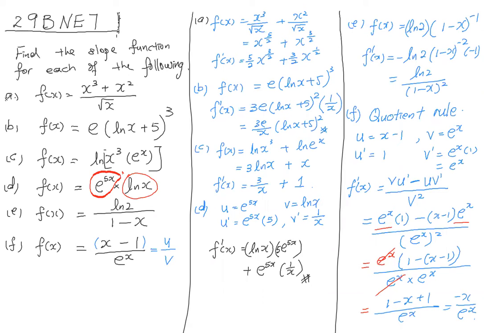So are you clear with quotient rule? Miss, isn't it supposed to be 2 minus x? Oh, okay, 2. So yes, you are right. 1 plus 1 is 2. Okay, 2 minus x. Yes, you are right. Are you okay?